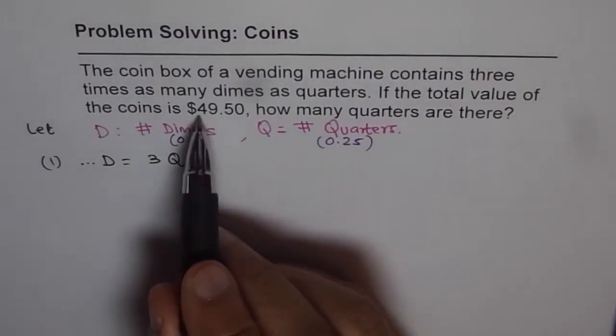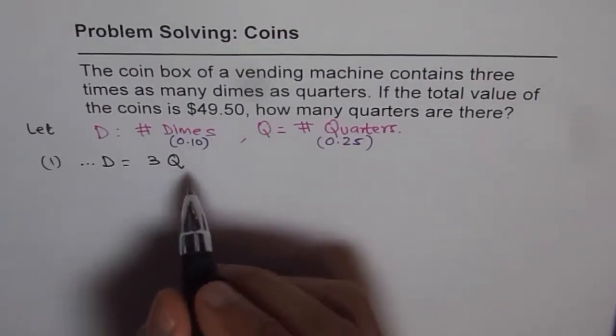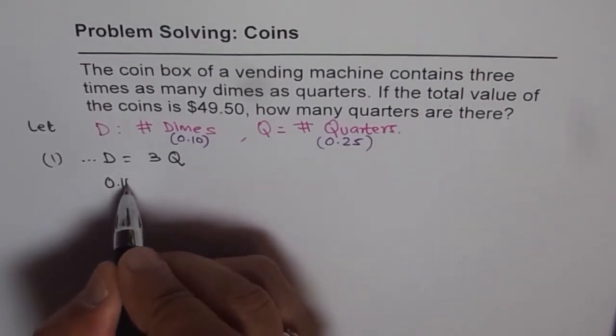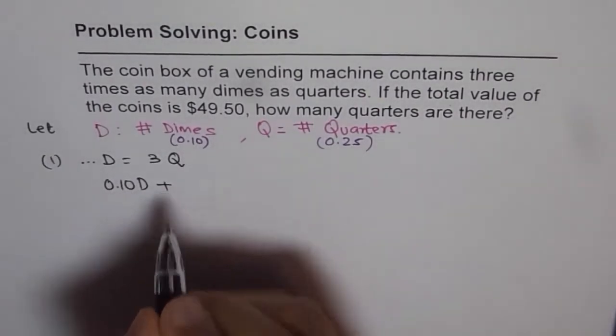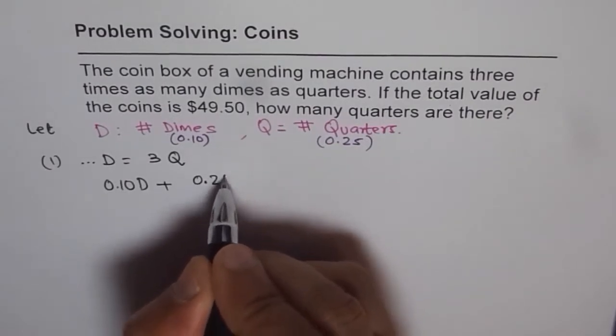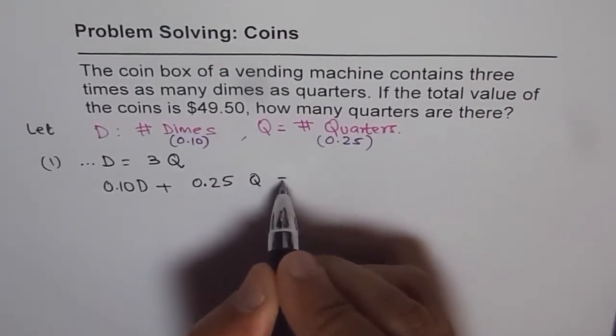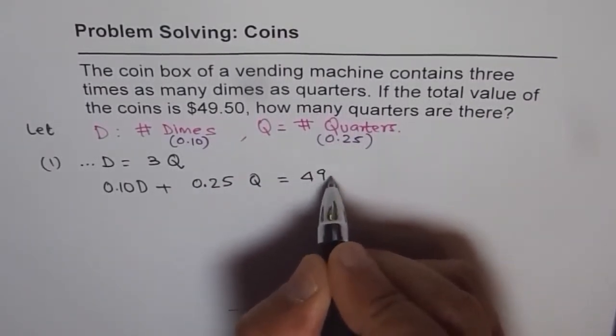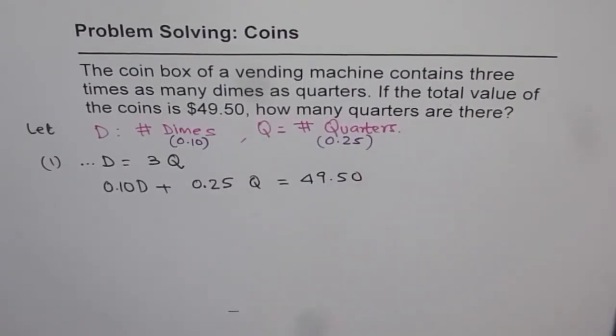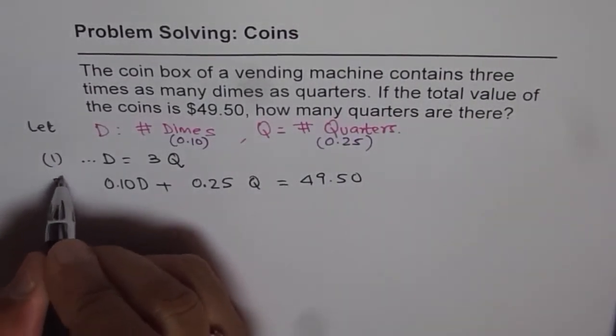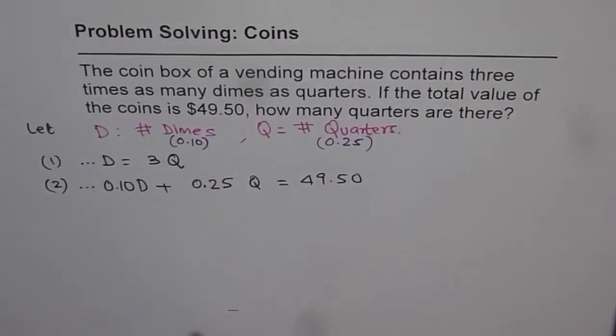So total value is 49.50. So that means 0.10 dimes plus 0.25 quarters is equal to $49.50. So that is how we get our second equation. Let me write this down as my second equation.